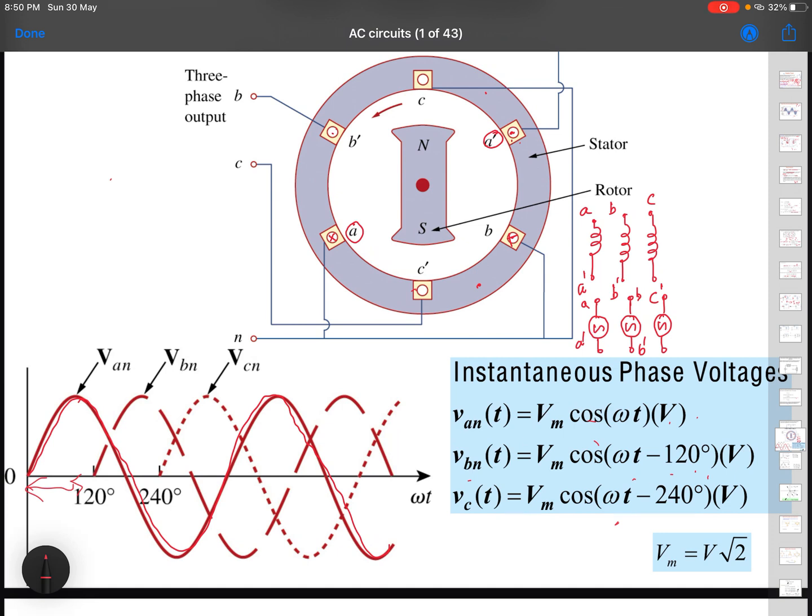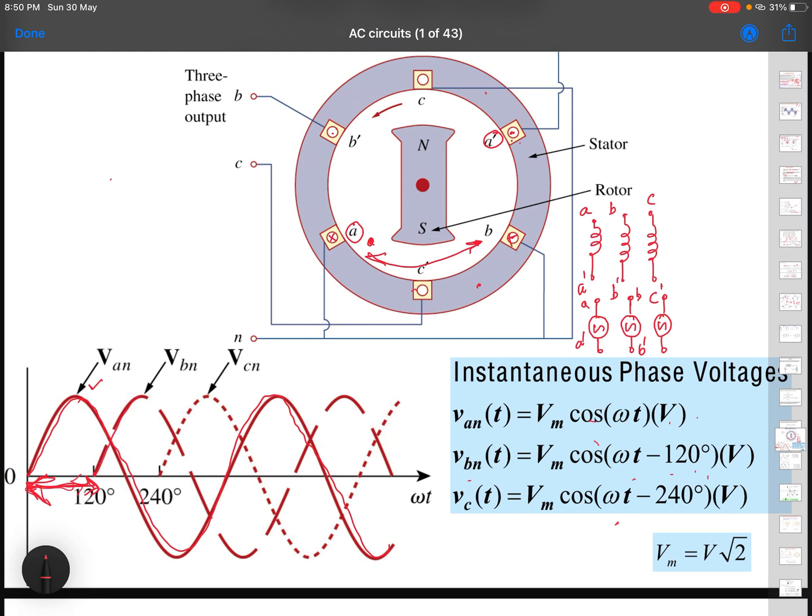And similarly, the same condition happens in coil B, but after a certain amount of time. So whatever happens with coil A and A dash, the same thing happens with B and B dash, but there is a small time gap between them. This time gap, if I write it in terms of angles, is 120 degrees apart.